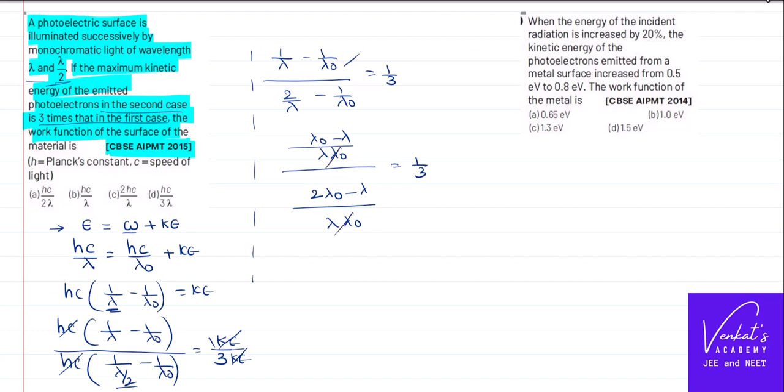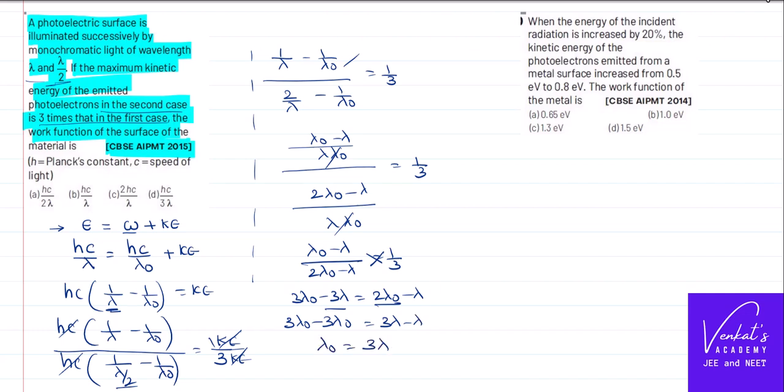Let us simplify this further. Lambda naughts can be cancelled. Lambda naught minus lambda by 2 lambda naught minus lambda is 1 by 3. Let's cross multiply them: 3 lambda naught minus 3 lambda equals 2 lambda naught minus lambda. Get this 2 lambda naught to the other side, it becomes minus. This to the other side, it becomes plus 3 lambda minus lambda. So lambda naught equals 3 lambda. That's the threshold wavelength.